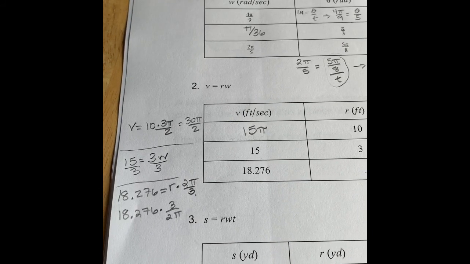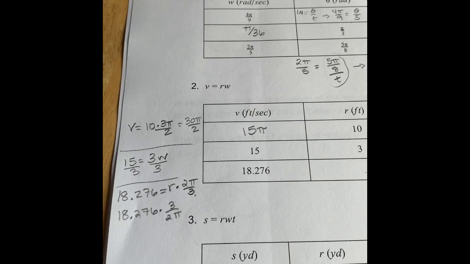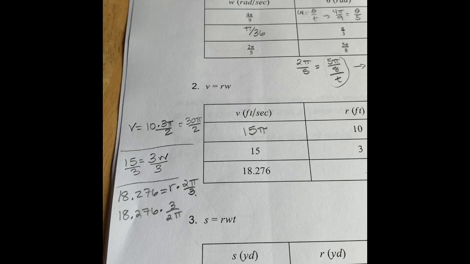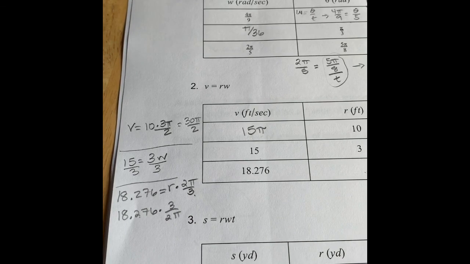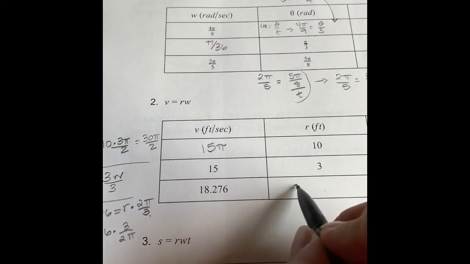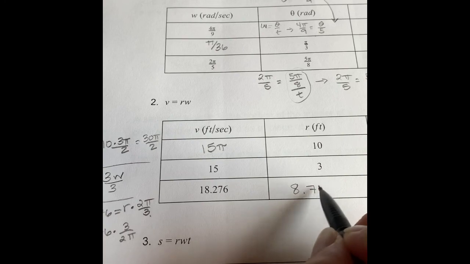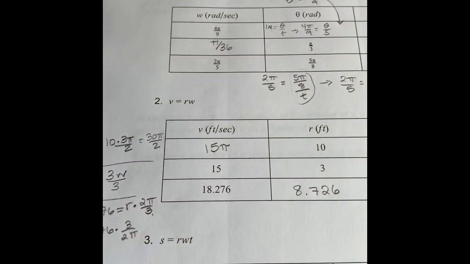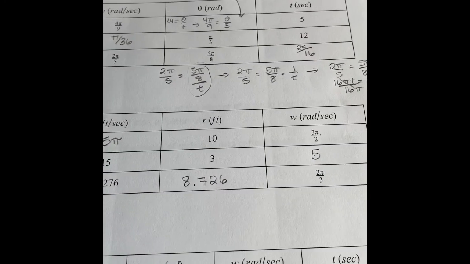So we're going to take the 18.276, and we're going to multiply that by 3. In your calculator, you should have 54.828. And then we're going to divide that by 2 pi. And you should get an answer of approximately 8.726 for your final answer on that one.